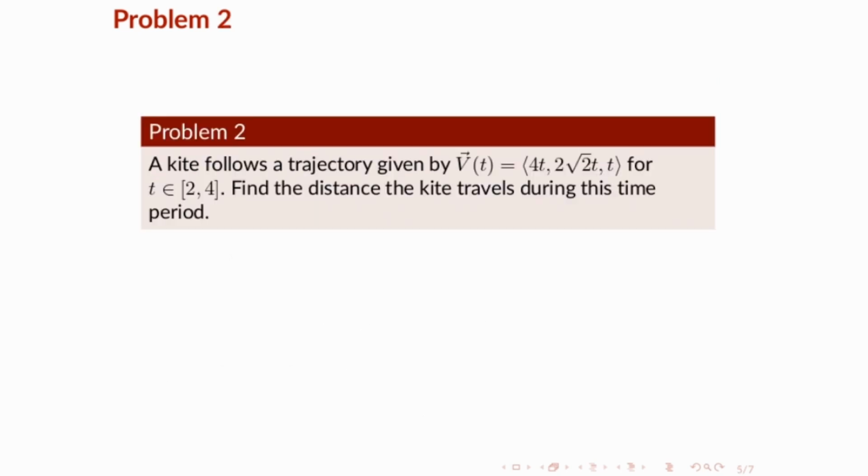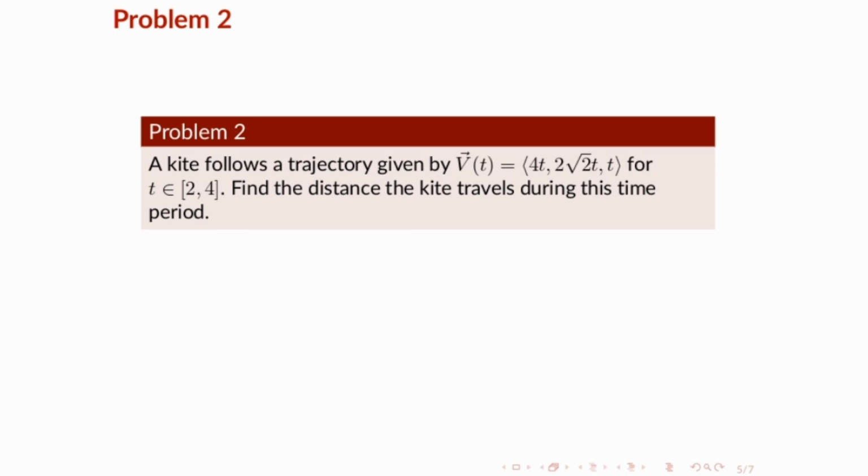A kite follows a trajectory given by v(t) = (4t, 2√(2t), t), for t between 2 and 4 inclusive. Find the distance the kite travels during this time period. So, like before, we have our velocity function, and we want something to do with distance. Just like before, we're also going to have to do something with integration. So let's do that really quick.